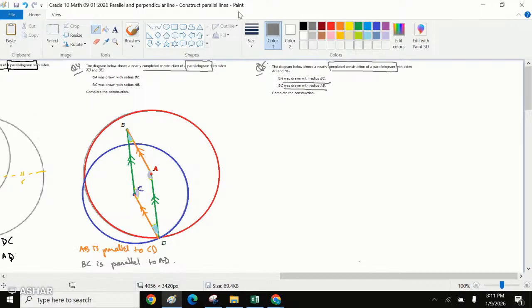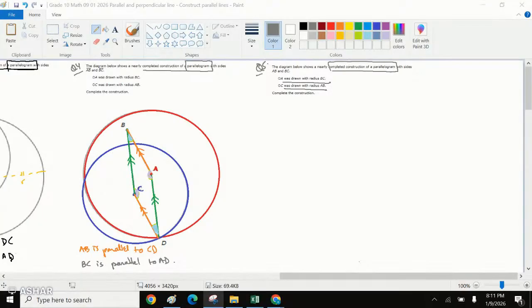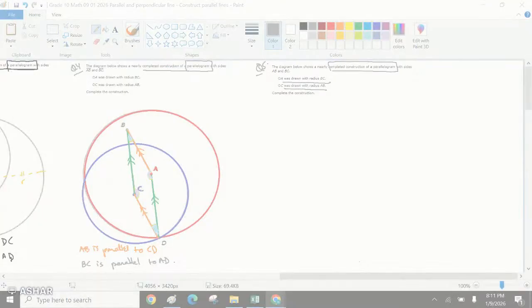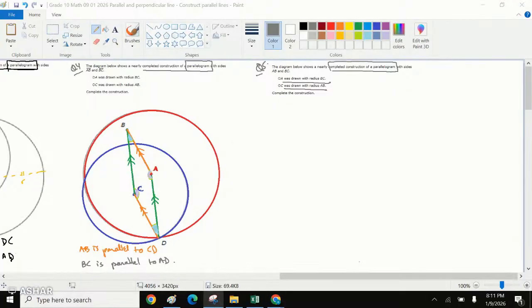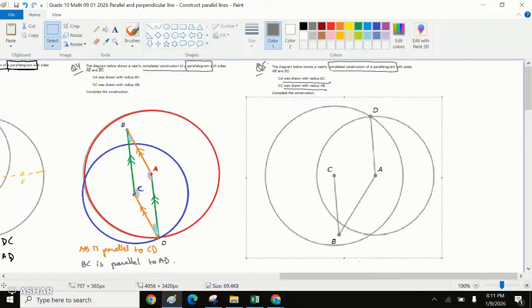Okay, I'll draw the diagram, then I'll explain the diagram. So for the next question, let's copy. Sorry, 1 minute. Okay, for this given question, I'll just copy this. And this is given to us, okay?